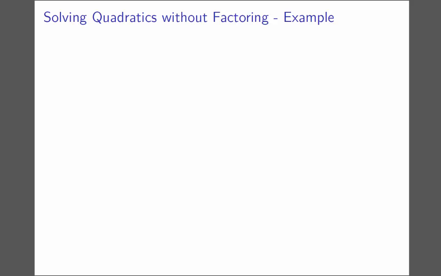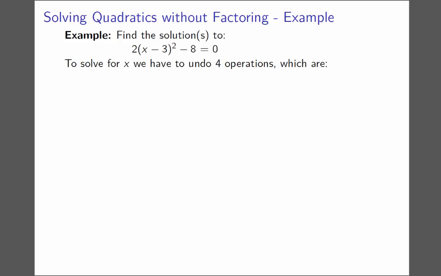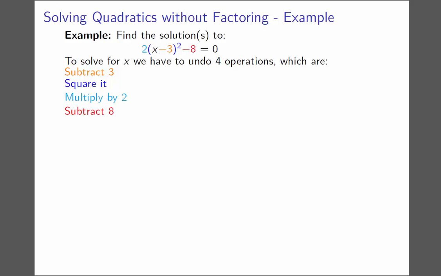In this example, we will find solutions to the equation 2 times (x minus 3) squared minus 8 equals 0. In this problem, to solve for x, we have to undo 4 operations, which are: first we subtract 3 from x, and then we square it, next we multiply by 2, and finally we subtract 8 to get 0.